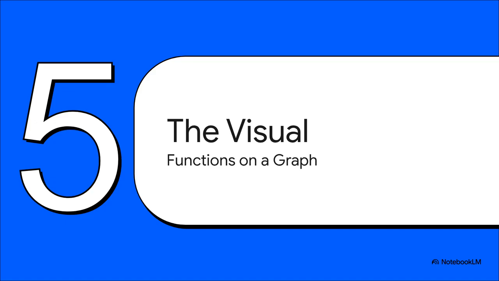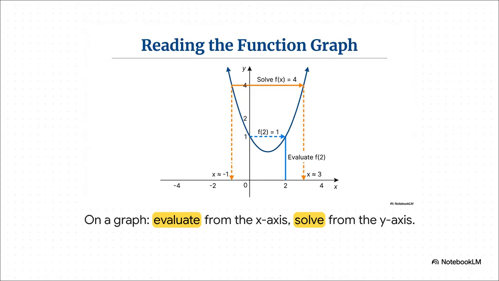And that brings us to our final section, section 5, the visual. This is where we'll see how evaluating and solving actually look on a graph, tying all these ideas together in one picture. This graph shows it all perfectly. To evaluate f of 2, you start on the ground, the horizontal x-axis, at the number 2. You go up to the curve and then look over to the side, to the vertical y-axis to find the output. It's 1. Now, to solve f of x equals 4, you go in the other direction. You start on the side, the vertical y-axis, at the number 4. You go across until you hit the graph, and then you look down to the x-axis to find your inputs. And look, it hits in two different places, at about -1 and at 3.